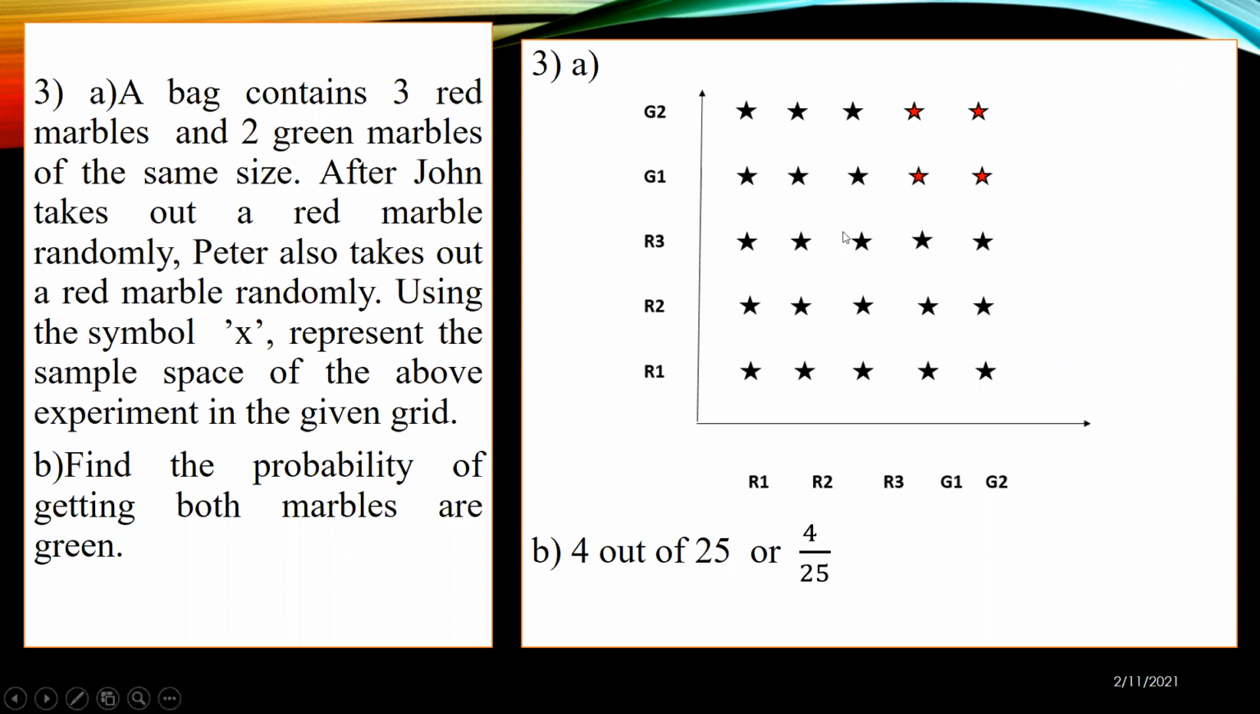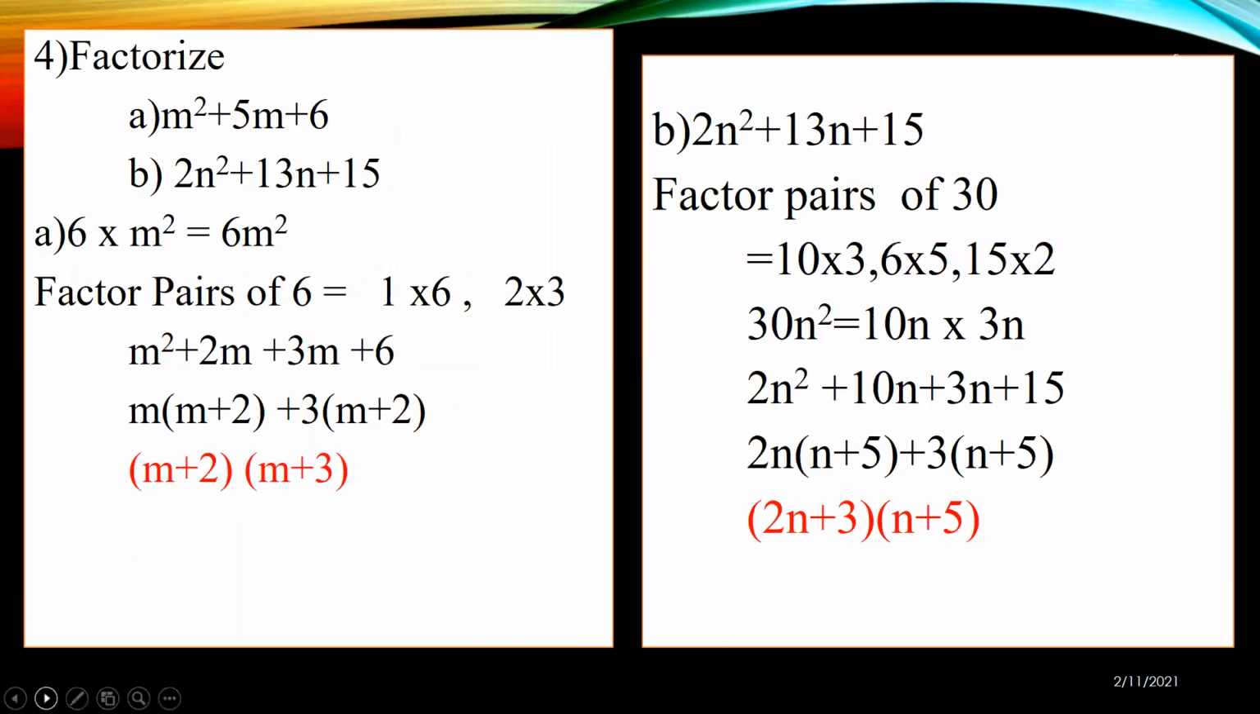Now in the B part, they ask, find the probability of getting both marbles green. Now I can see when I take these 4 places, in all 4 places I will get a green marble from both. Now there are 25 events. Out of 25, I have 4 events which indicate both marbles are green. So now we know when we write the probability, we write it as a fraction. Therefore I can write 4 out of 25, or you can write 4 over 25. Let's move to the next slide.